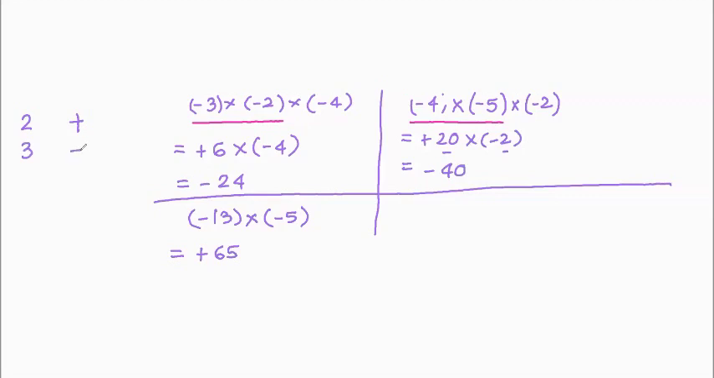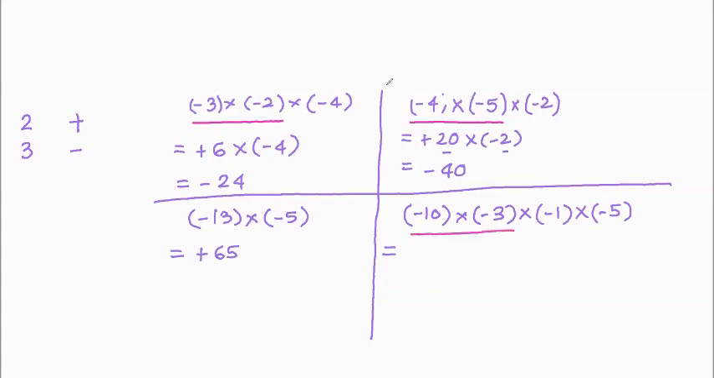Now let's try to multiply four integers. So maybe minus 10 multiplied by minus 3 multiplied by minus 1 multiplied by minus 5. So I'm multiplying four integers. As we know, all the operations are same. So we start from the left side.